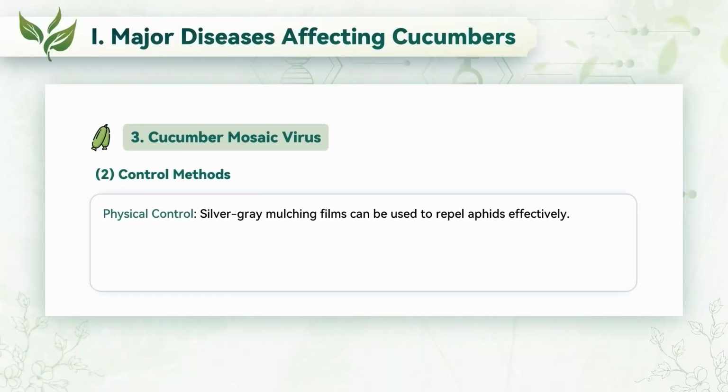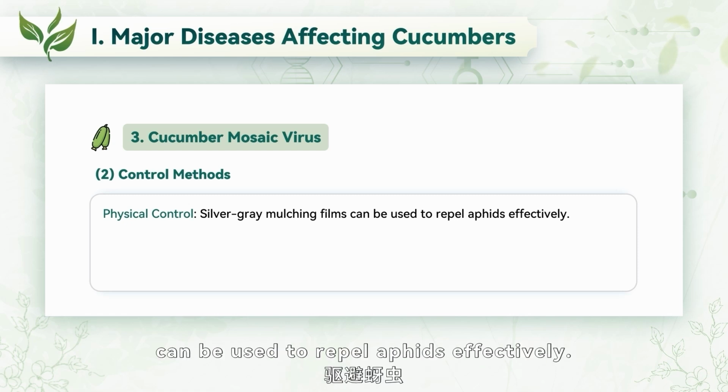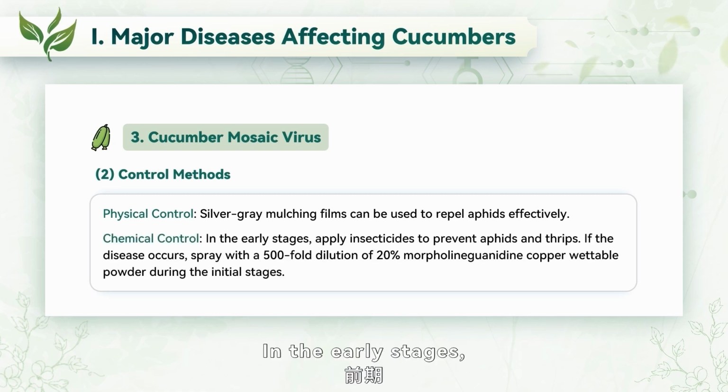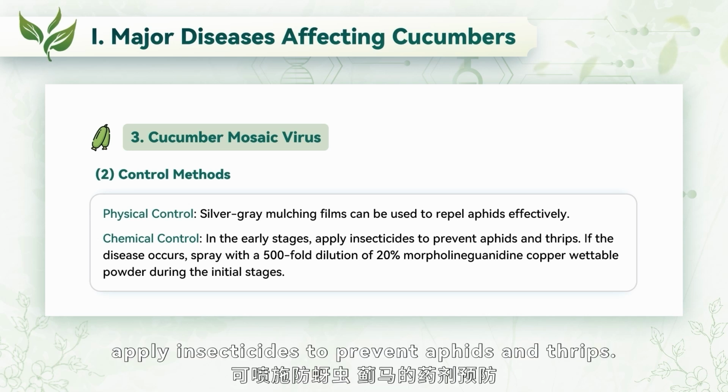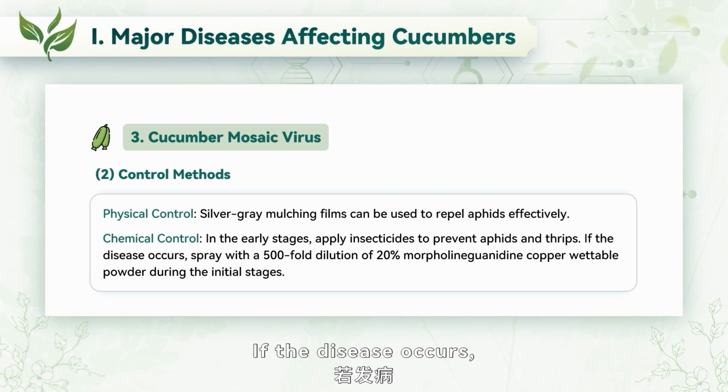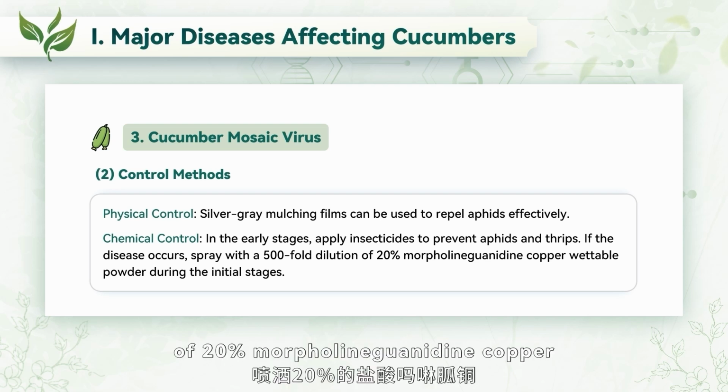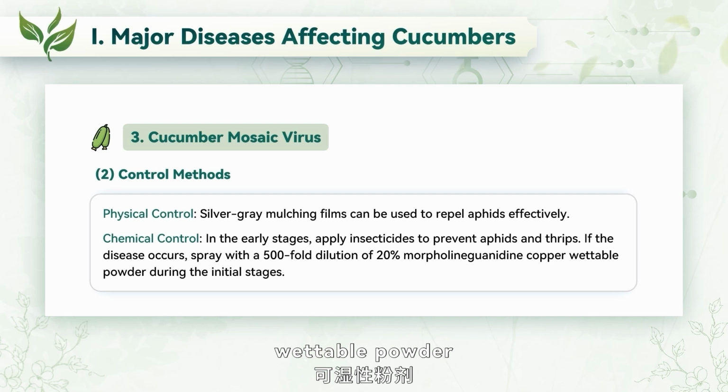Physical control. Silver-gray mulching films can be used to repel aphids effectively. Chemical control. In the early stages, apply insecticides to prevent aphids and thrips. If the disease occurs, spray with a 500-fold dilution of 20% morpholinoguanidine copper wettable powder during the initial stages.